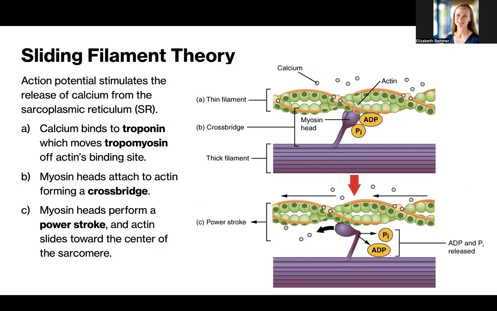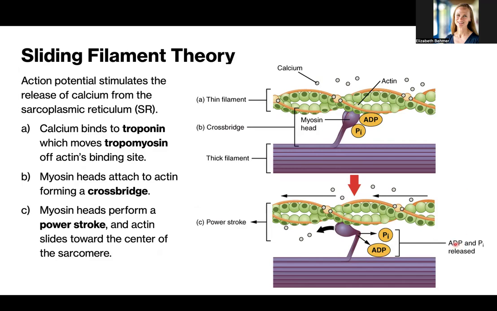So now we've made clear the binding sites for myosin, and we'll see myosin heads binding or attaching to actin, and this will form a connection that we call a cross bridge. From here, we are in ready position to cause movement of these filaments to slide past each other.